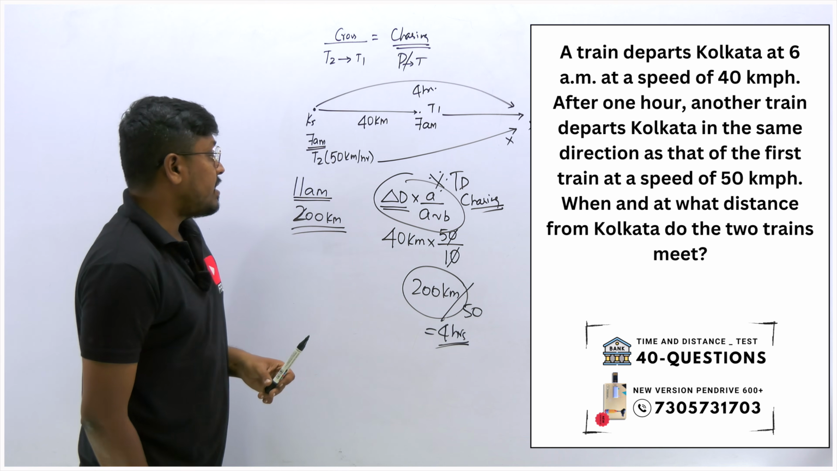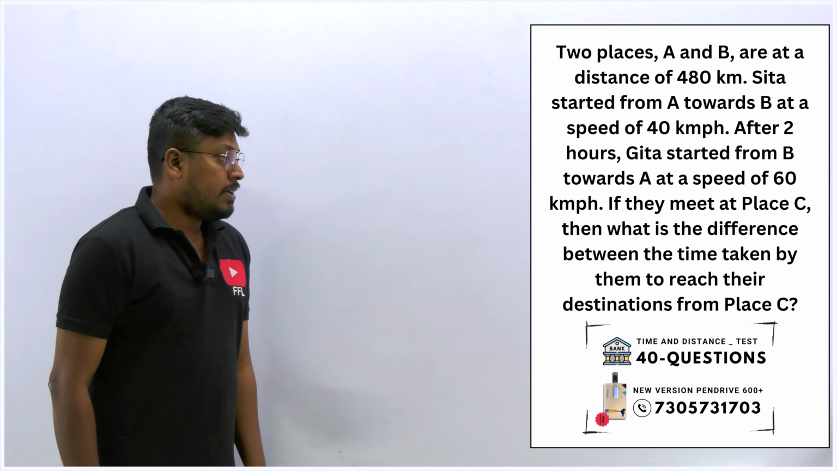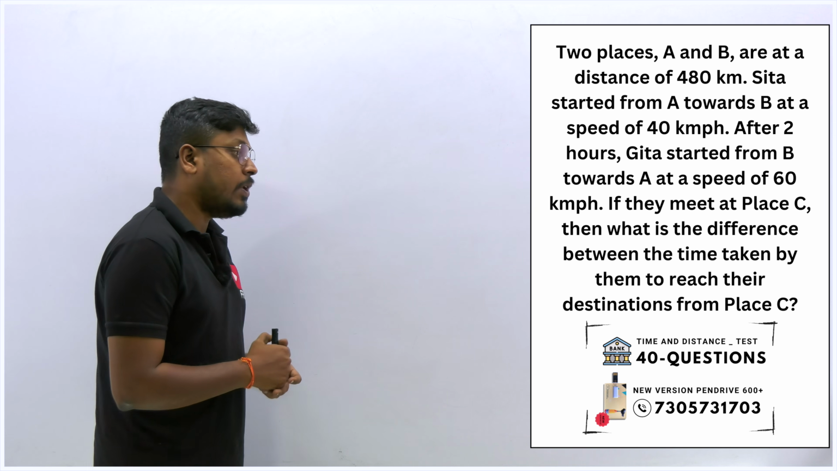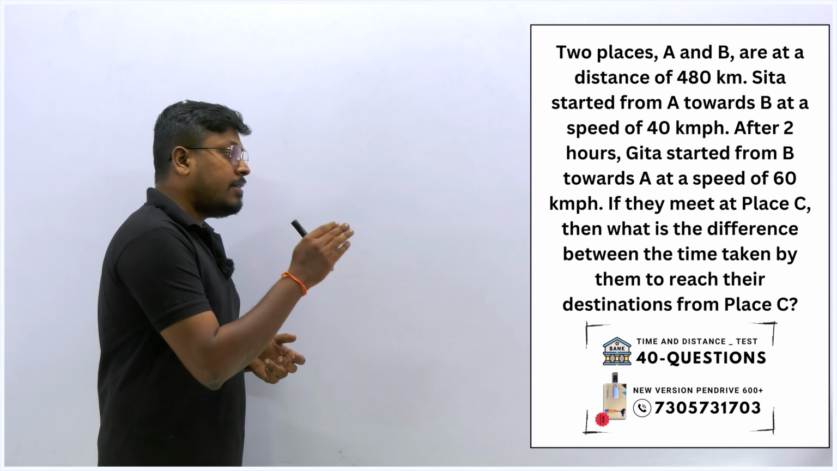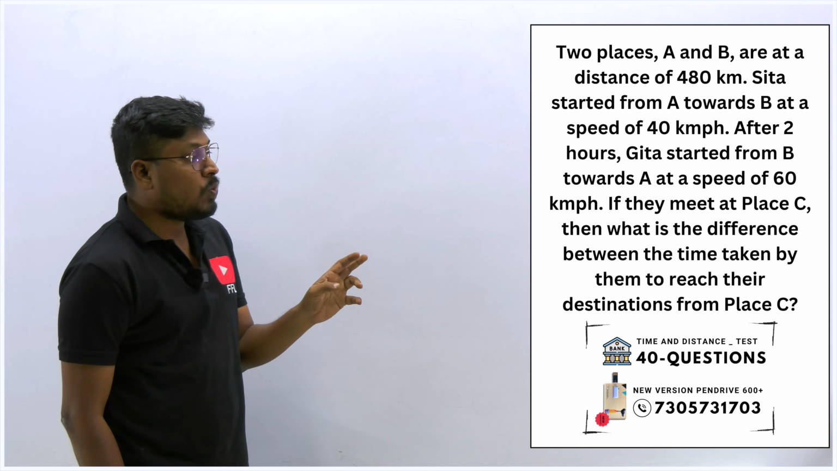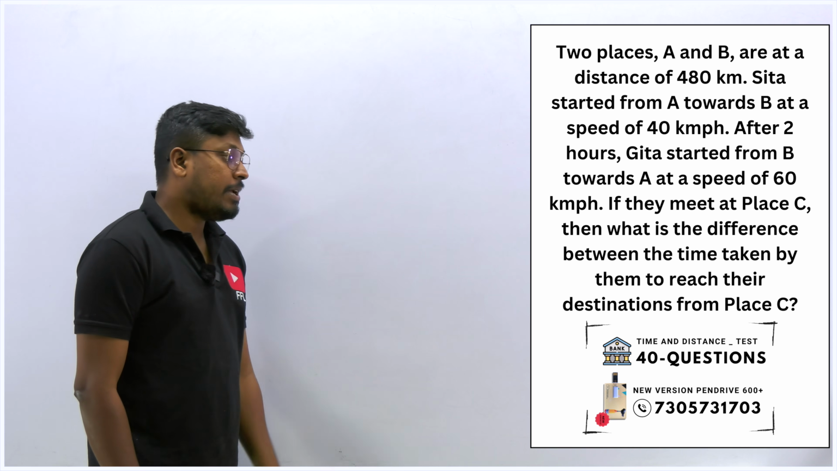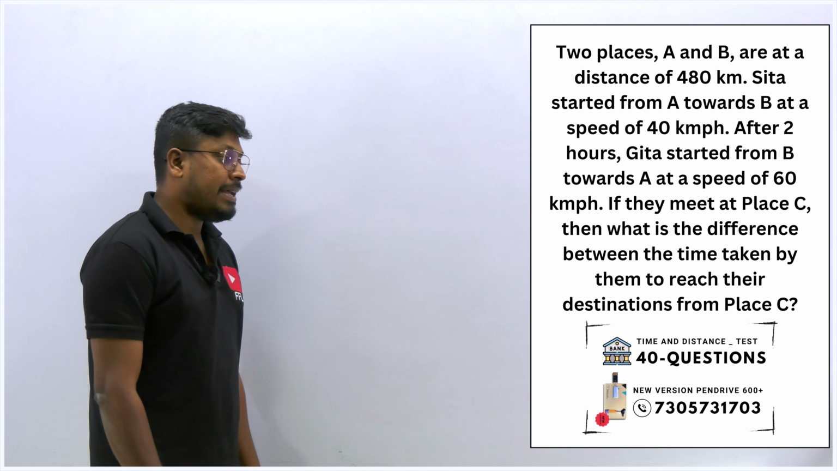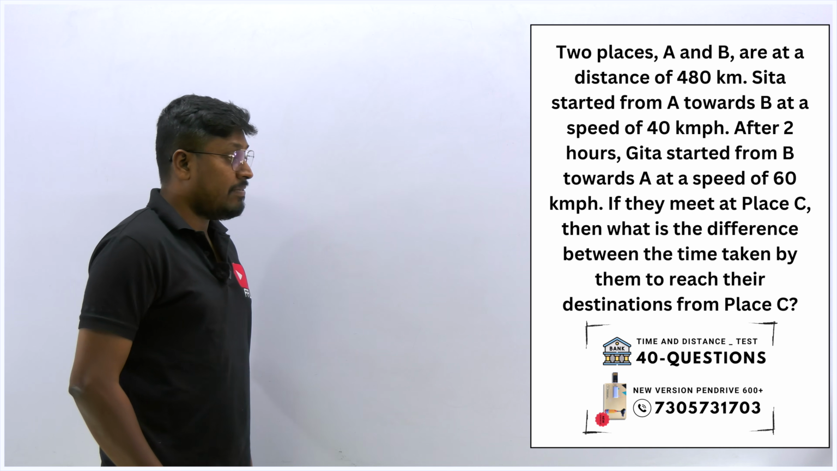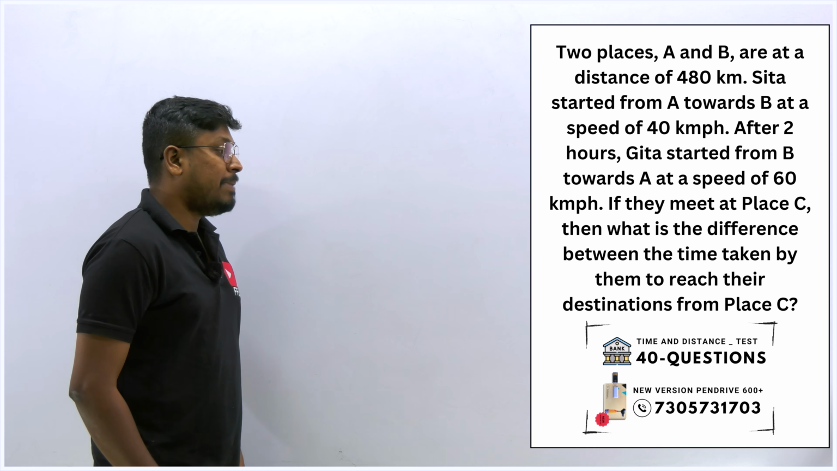So the answer for this question will be 11 a.m., 200 kilometers. Next question. Two places A and B are at a distance of 480 km. Sita started from A towards B at a speed of 40 km per hour. After 2 hours, Geeta started from B towards A at a speed of 60 km per hour. If they meet at a place C, then what is the difference between the time taken by them to reach their destination from place C?